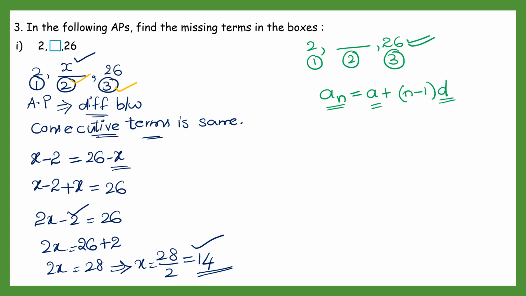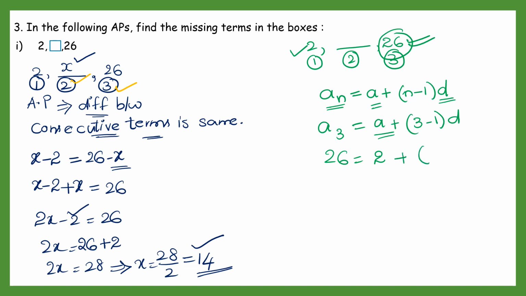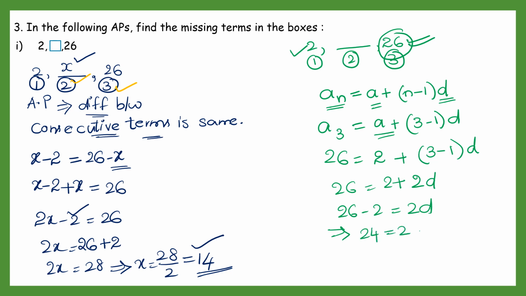Here we know the third term, right? So, let's write a3, the third term. a3 is equal to a plus n minus 1 into d, where n is 3. We know a3 already. So, 26 is equal to a, the first term, which we know is 2, plus 3 minus 1 into d. We don't know the common difference, so write it as it is. So, 26 is equal to 2 plus 3 minus 1, that is 2d. So, 26 minus 2 is equal to 2d. That means 24 is equal to 2d.